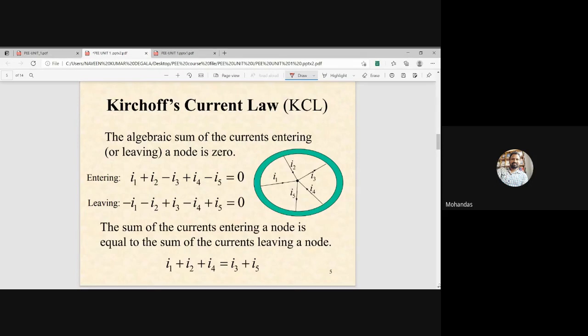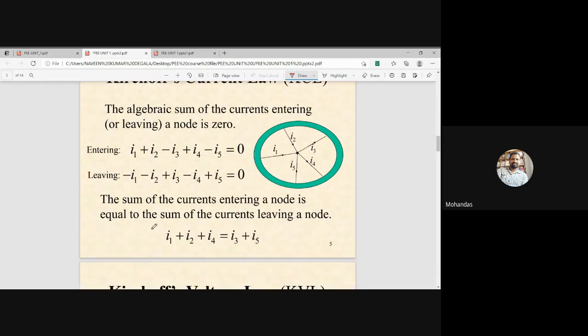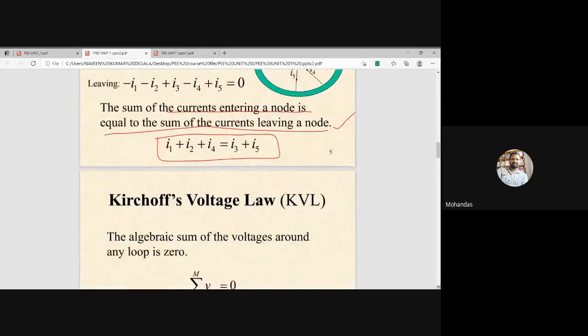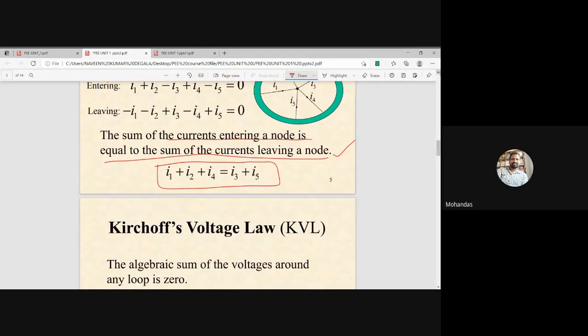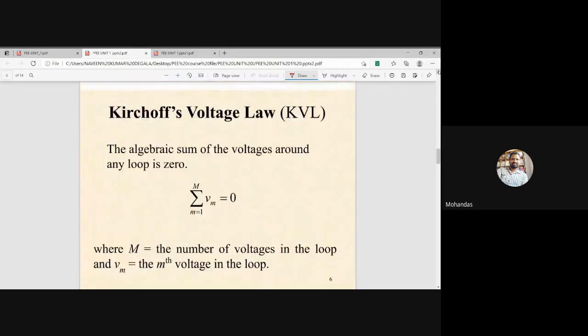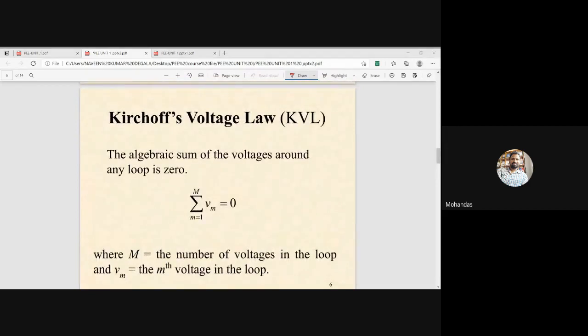So this is the final equation we wrote. We can say the sum of the currents entering at a node is equal to the sum of the currents leaving at a node. In this way also we can define it. So please tell me, does anybody have any doubts in this KCL equation? Shall I move to KVL here? Yes, sir.